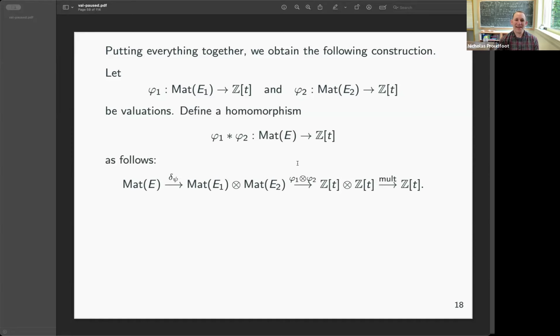I want to define a new homomorphism that takes a matroid on E and gives a polynomial. And what does it do? It takes the matroid on E and breaks it up into a matroid on E1 and a matroid on E2. And then it applies phi1 to this part and phi2 to this part, and then takes the product. So more concretely, phi1 star phi2 of M is just phi1 of M1 times phi2 of M2.